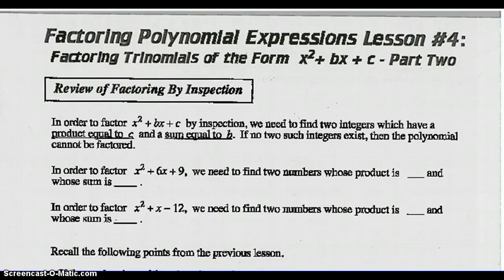In order to factor x squared plus bx plus c by inspection, we need to find two integers which have a product equal to the c value and a sum equal to the b value. If no two integers exist, then the polynomial cannot be factored. Good, we talked about that last day.